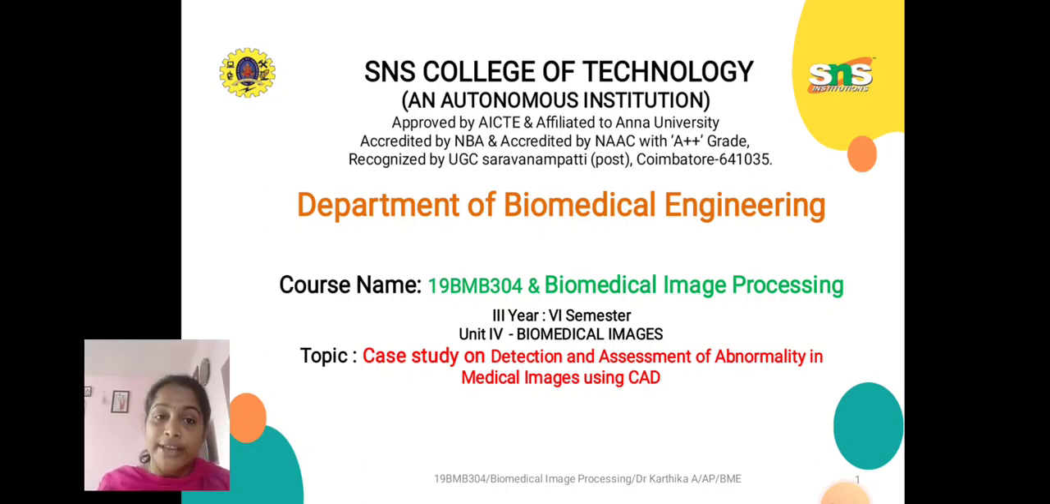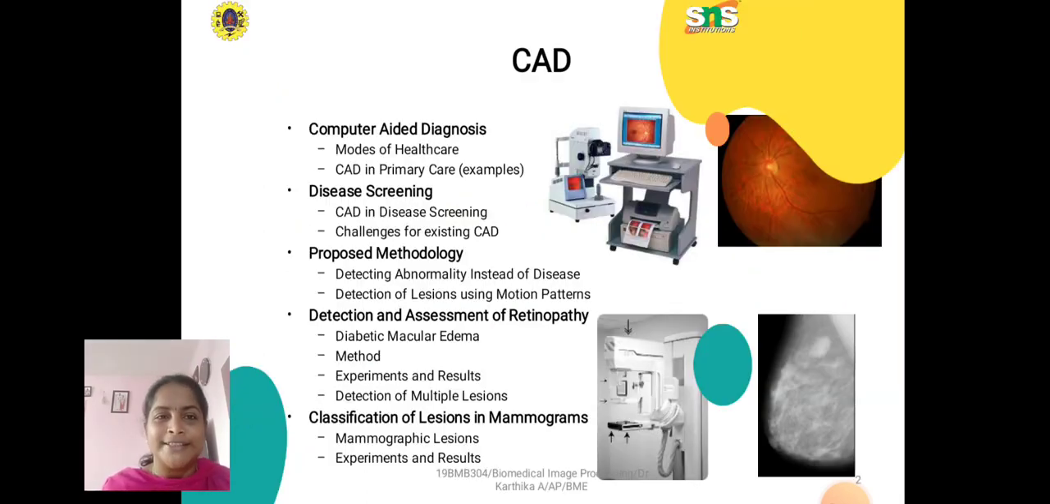Today we are going to discuss a case study on detection and assessment of abnormality in medical images using computer-aided diagnosis. What do you mean by this CAD, computer-aided diagnosis? What is the use of this CAD? Actually, CAD is computer-aided diagnosis. It is mainly used for primary care and disease screening. Proposed methodologies we have: detecting abnormality instead of disease, and detection of lesions using motion patterns. And we have detection and assessment of retinopathy applications and classification of lesions in mammograms.